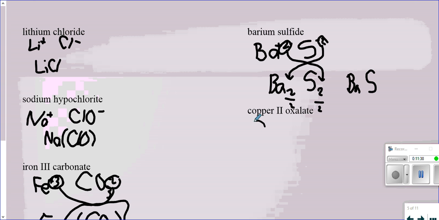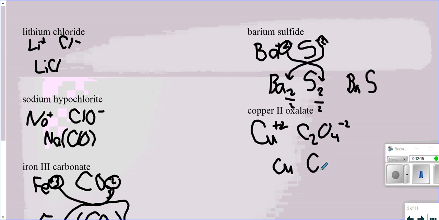And finally, we have the formula copper 2, not copper 1, so it has a charge of +2. So make sure you know which metals have Roman numerals, which ones do not. And then we have oxalate, and that is C2O4. And it has a charge of a -2. So when you write the formula for this one, this 2 is going to cross over and go here. We have to put the parentheses around our polyatomic ion.